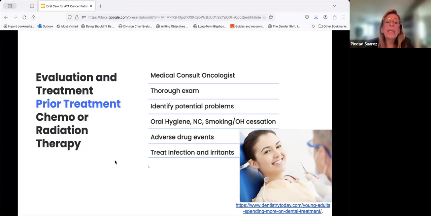Identify the potential problems, because we don't want any treatment to be exacerbated during your chemotherapy or radiation therapy. You are already dealing with enough problems, and something that can be very simply fixed before you start chemotherapy or radiation therapy can become very painful and complicated if we don't do it before. We want to assess your oral hygiene also. We want to make sure that you are doing the best job that you can.